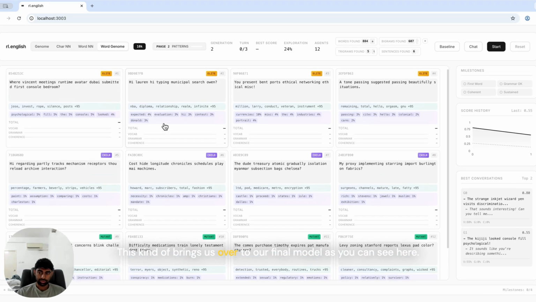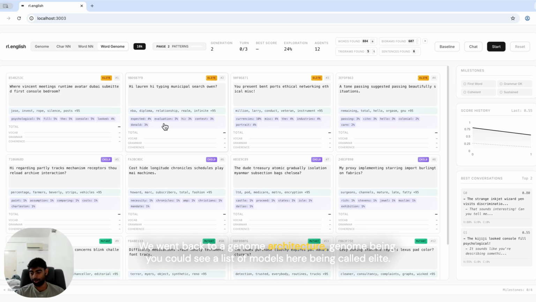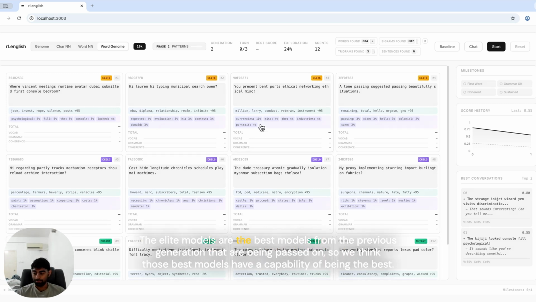This kind of brings us over to our final model. As you can see here, we went back to a genome architecture. Genome being, you could see a list of models here being called elite, a list of models being called child models, and then mutant models. The elite models are the best models from the previous generation that are being passed on. So we think those best models have a capability of being the best.